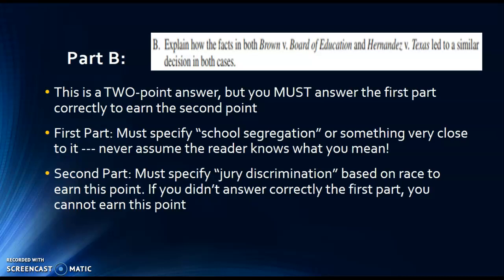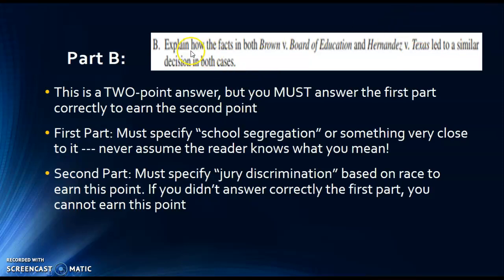Now when we get into Part B, it is asking you to explain how the facts in both, notice it uses the word both, Brown v. Board of Education and Hernandez v. Texas led to a similar decision in both cases. This isn't as straightforward as you would think. And keep in mind, this is a 2-part answer because you're being asked to explain how the facts in both Brown v. Board of Education and Hernandez v. Texas led to a similar decision in both cases. So this is a 2-point answer, but you must be able to answer the first part correctly to earn the second point.